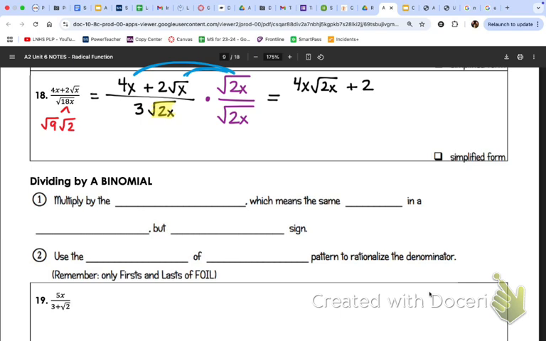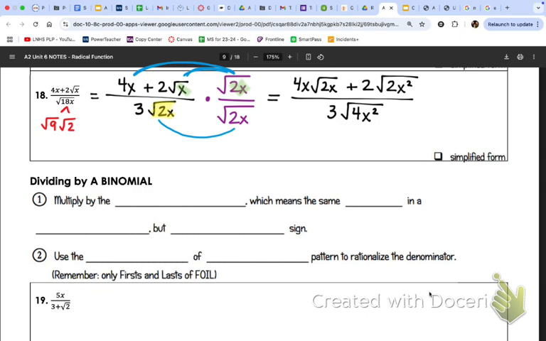x times 2x. What's that? 2x squared. Okay. That's going to simplify. Okay, and then in the denominator, you have, multiply these things together. 3, and then you have to multiply the 2x's together. So square root of 2x times square root of 2x is square root of 4x squared, which should be a perfect square, and should you be able to take the square root of that?